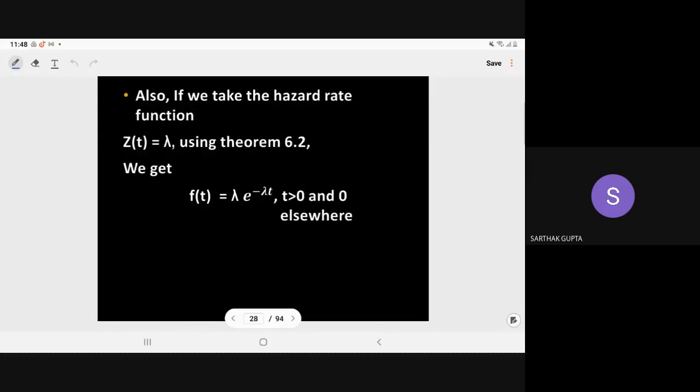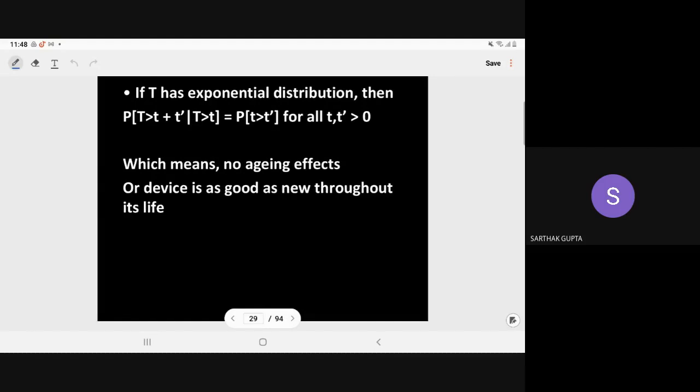Now if T has the exponential distribution, then the probability that T greater than t plus t dash, given T greater than t, is equal to the probability that T greater than t dash. This should be the capital T. It is on black, so it is very hard to write here.